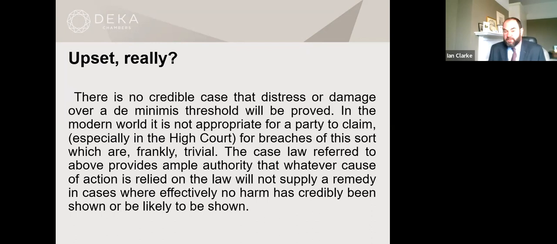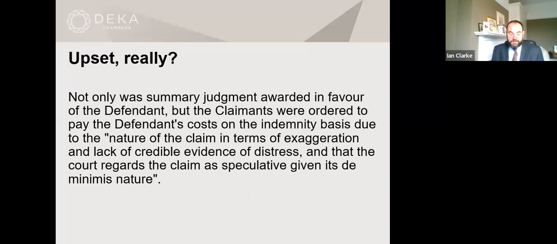In the modern world, it is not appropriate for a party to claim for breaches of this sort, which are frankly trivial. The case law referred to above provides ample authority that whatever cause of action is relied on, the law will not supply a remedy in cases where effectively no harm has credibly been shown or is likely to be shown. So again, another good day for the defendants.